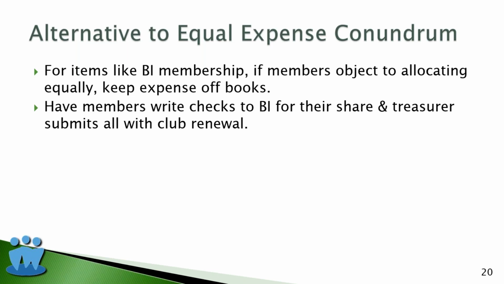So if your club is in that situation and simply refuses to follow our recommendation, then my suggestion is to keep it off the books entirely. Have members write their check to Better Investing for their share of the Better Investing membership renewal. The treasurer collects all the members' checks and sends them all off in an envelope to Better Investing. And Better Investing is completely fine with processing 12 checks for a 12-person club. They have no problem at all doing that. So that is your alternative. And then it doesn't show up in the books, and then everyone will be satisfied, except perhaps the treasurer, whose job is slightly made more complicated by this decision of the club to not follow this particular recommendation.